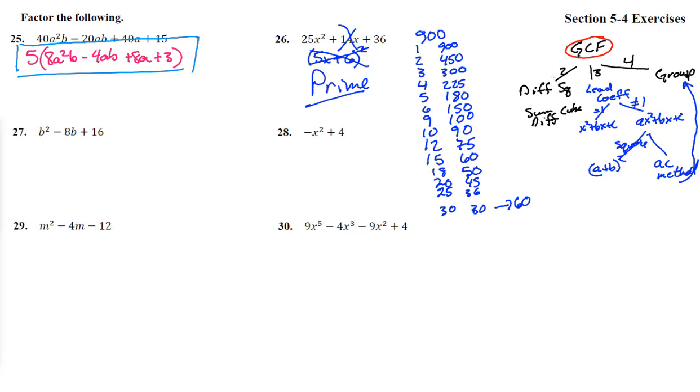Nope. 3 terms, leading coefficient equals 1, so this is going to be b something and b something. What times to a positive 16 and adds to -8? Well, I don't know. Let's look. We got 1 and 16, 2 and 8, 4 and 4. Oh, if these are negatives, oh, silly me.